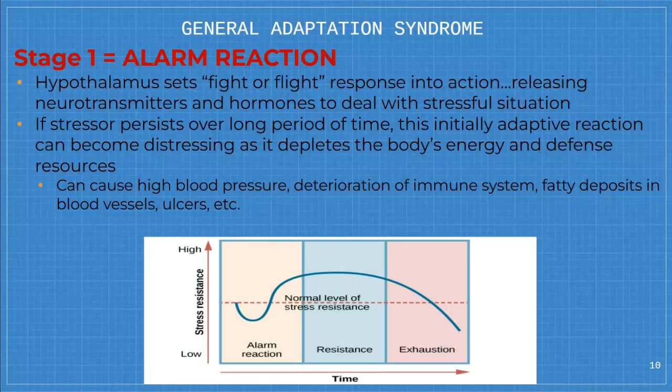So during the alarm stage, this is when your body and your mind are first confronted with whatever the stressor is, and you go into that fight or flight response triggered by your hypothalamus. Your body is releasing neurotransmitters and hormones, all the chemicals to help you deal. If this continues over a long time, though, that becomes harder on your body, can cause high blood pressure, weaken your immune system.